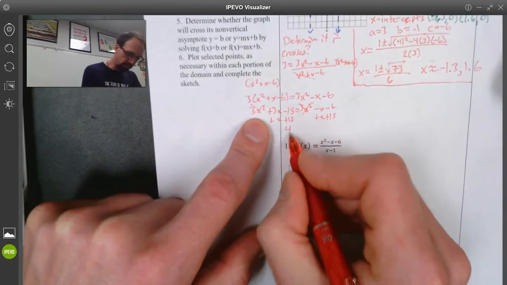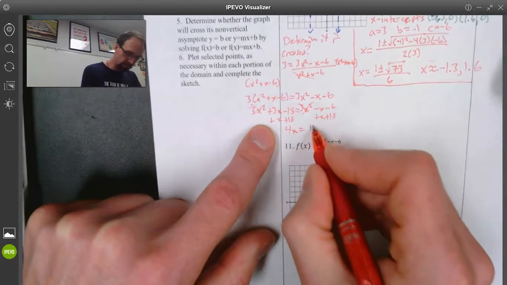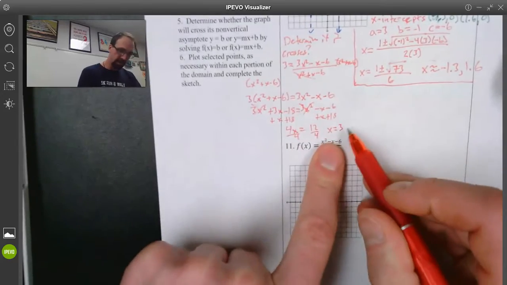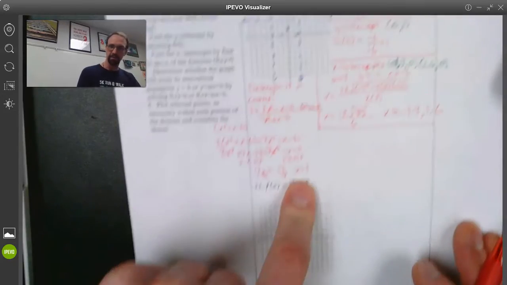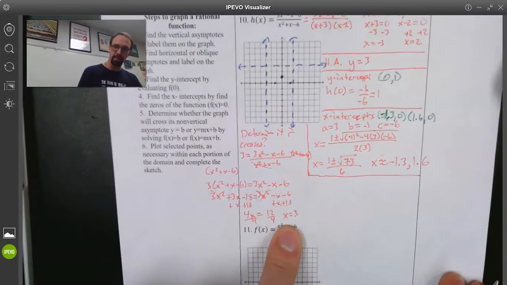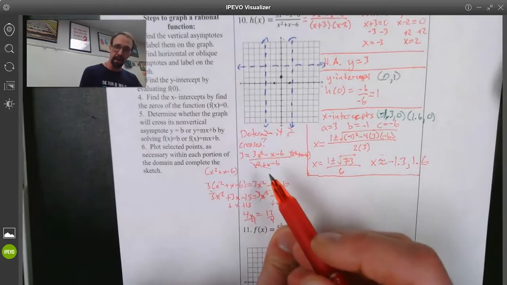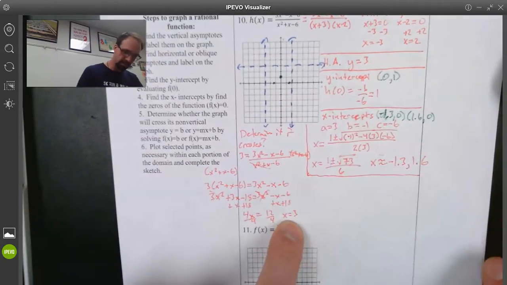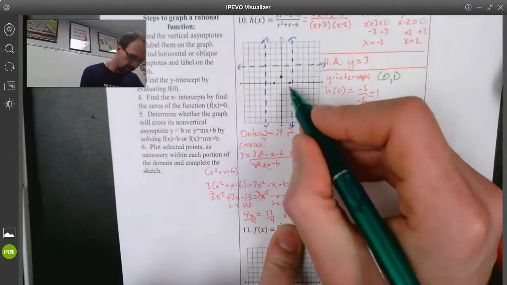Let's go ahead and add x to this side, and then add 18 to both sides. So I end up with 4x equals 12. Divide by 4, and I get x equals 3. This is not a hole. X equals 3 is not a hole. So going back here, this is going to cross at x equals 3.